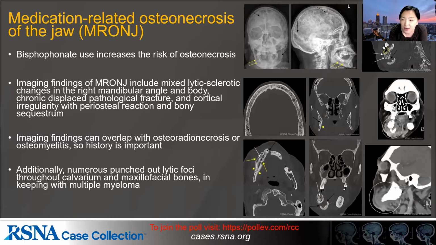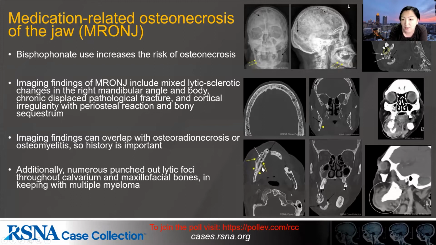We all know that bisphosphonate use can increase the risk of osteonecrosis, and bisphosphonates are often used in multiple myeloma, often to prevent fractures, but sometimes it can induce osteonecrosis, medication-related osteonecrosis that can result in a fracture as seen in this case. We have this mixed lytic and sclerotic appearance of the mandible. You see the change throughout the mandibular body. We have a chronic appearing displaced fracture. And then there's also this irregular periosteal reaction arising from the edge of the bony cortex.